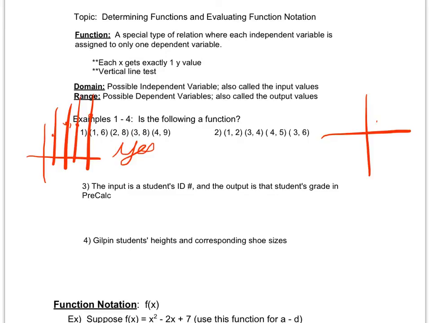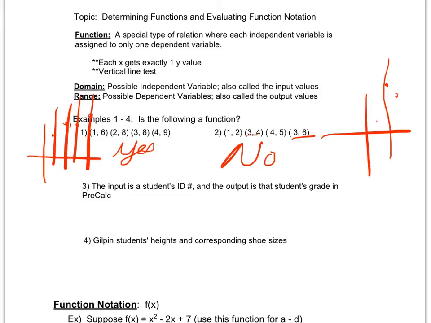If I do the same thing for my next set of data points, I have 1, 2, I have 3, 4, I have 4, 5, and I have 3, 6. So notice this one does not, because 3, 4 and 3, 6 are going to be above one another vertically. So this is no, it does not pass the vertical line test.